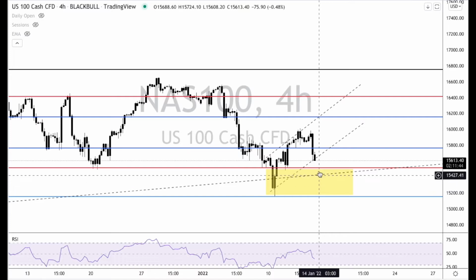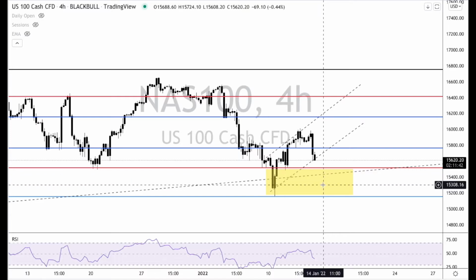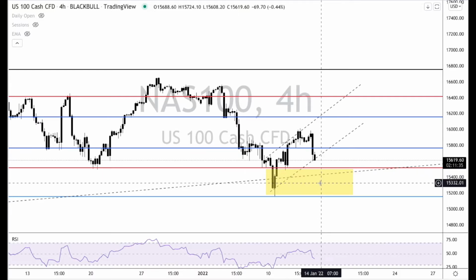So, will it come down here? I don't know. It could do. It might do. It might not. It depends. But it could come down here. And if it does come down here, do you know what we're going to do? We're going to grab some more.